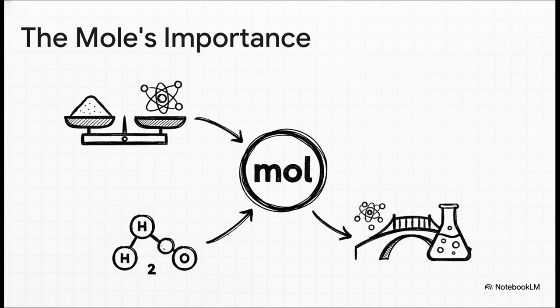Second, it's what gives chemical formulas their real-world meaning. H2O isn't just about two tiny atoms. It's a recipe that says for every 1 mole of oxygen, you need 2 moles of hydrogen. This lets us be incredibly precise when we're mixing chemicals. And at the end of the day, that's what the mole really is. It's the essential connection between the invisible world of atoms and the visible, tangible world that we all work in.